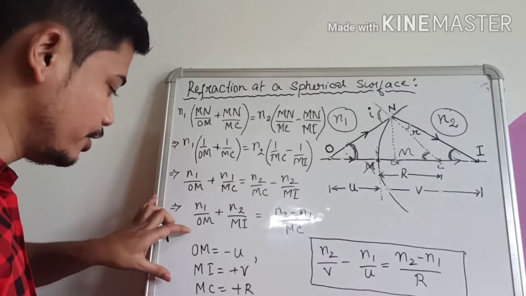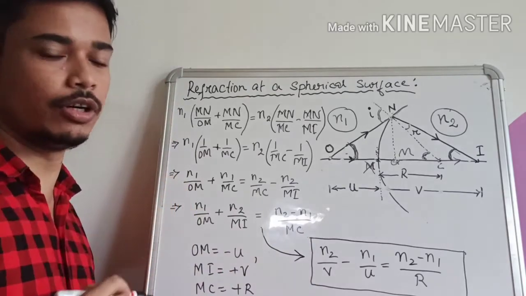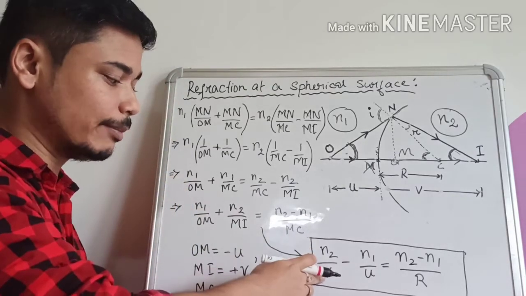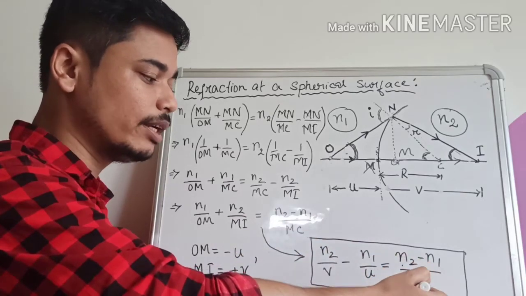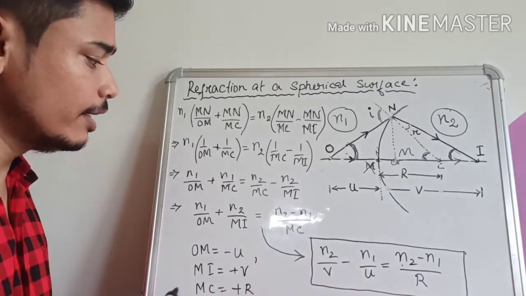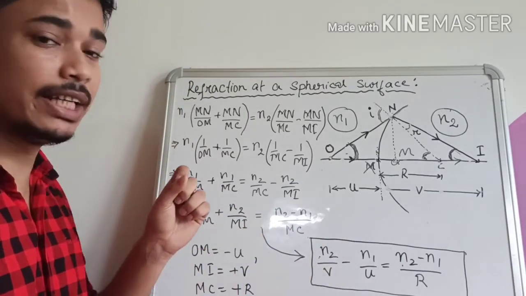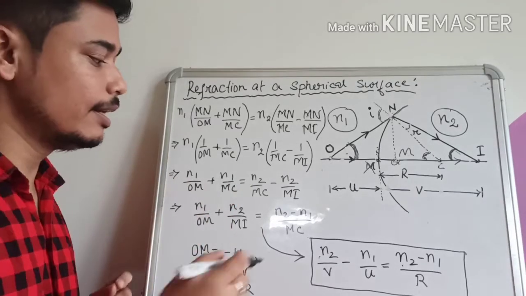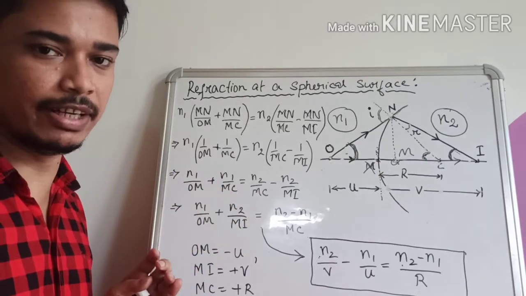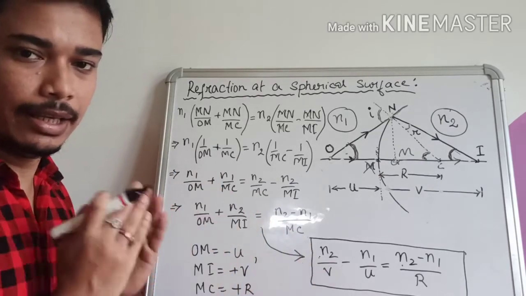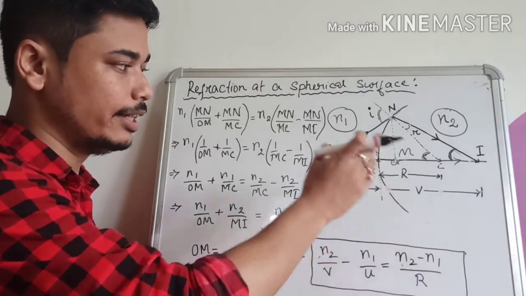If we substitute these three values in this equation, then we have a very important formula: N2 divided by V minus N1 divided by U, that is equal to N2 minus N1 divided by R. Okay, here N2 is the refractive index of the medium in which refraction is occurring, right? N1 is the refractive index of the medium in which the incident ray is traveling. V is the image distance, U is the object distance, and R is the radius of curvature.